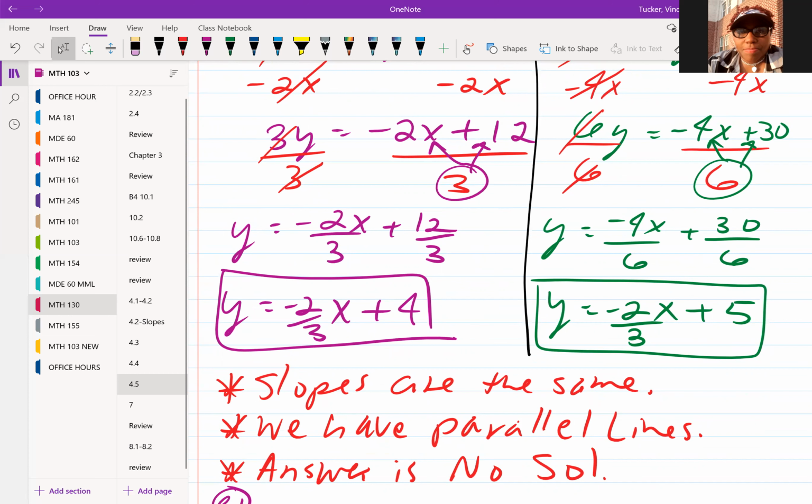So how do we know both slopes are the same, Professor? The number that's sitting in front of x, that's your slope. Which is m, which signifies slope, right? Mm-hmm. Both numbers in front of the x are the same. Mm-hmm.